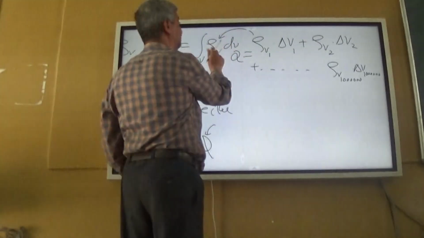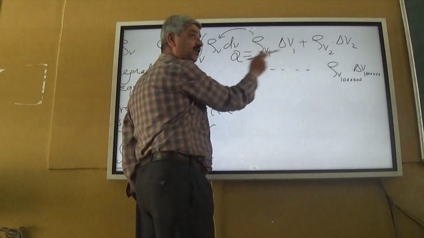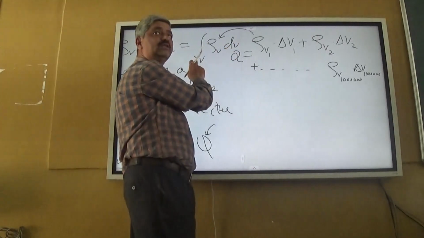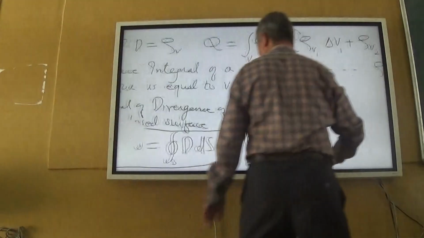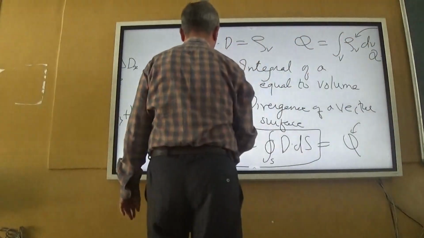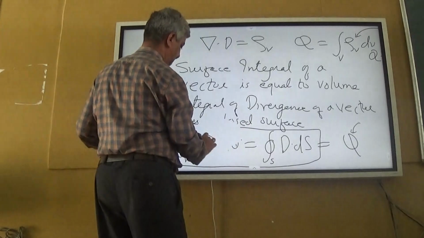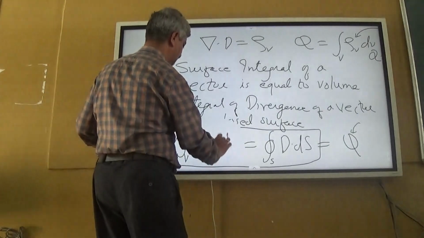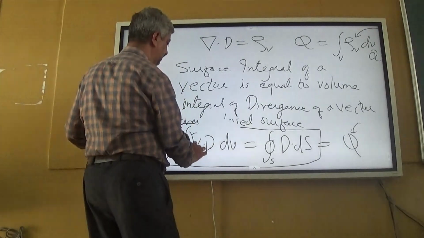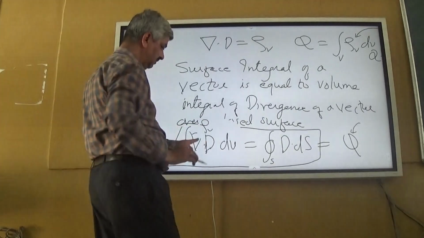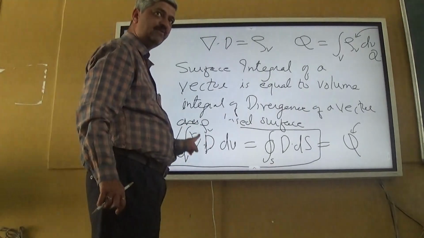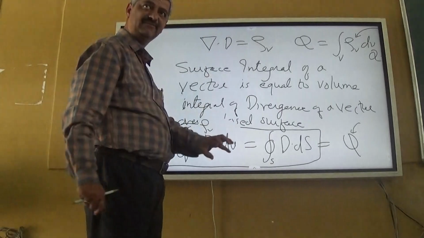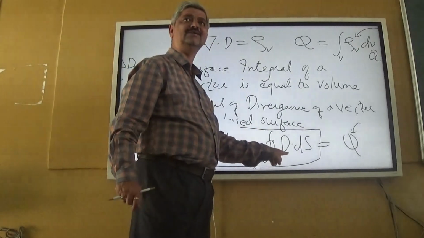This is represented by the limit of a sum. What is integration? Limit of a sum. So rho v dv over the entire volume. This is del dot D, because it is rho v. The volume integral of the divergence of a vector field in the volume closed by surface S is equal to the surface integral of that vector.